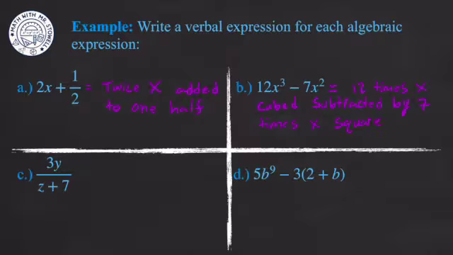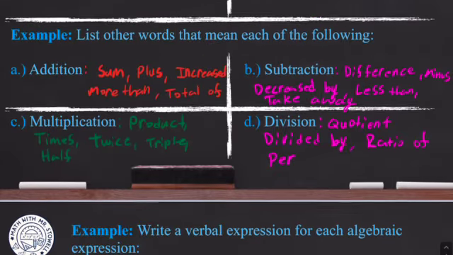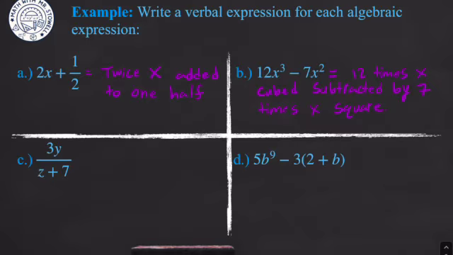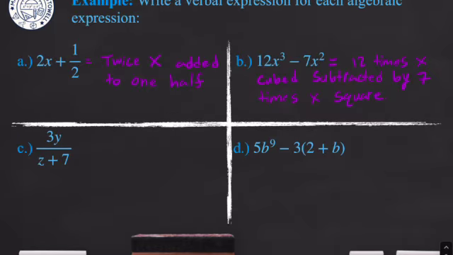You could also use other words. You could say the product of 12 and x to the third power subtracted by the product of 7 and x squared, or 7 times x to the power of 2. There are different ways of saying the same thing. Just because I word it one way does not mean that's the only way of wording it. It's being able to use the keywords that we had up here and write it in these contexts.